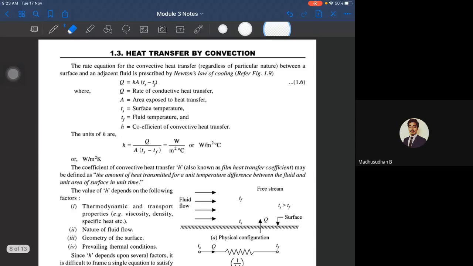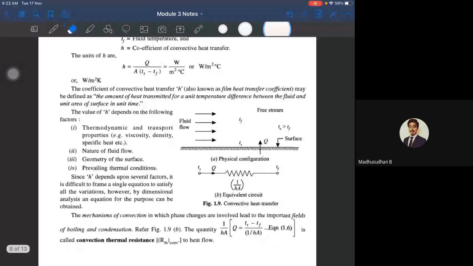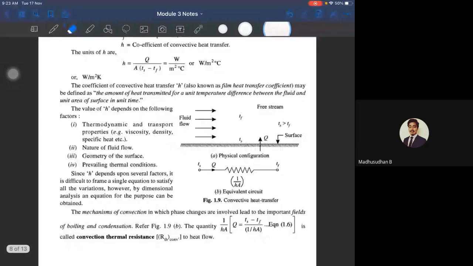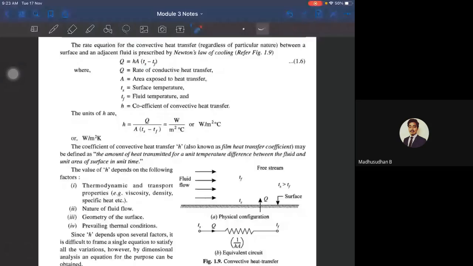If you pull out h from this expression, you can analyze on what factors the h value will depend. The h value would depend on the rate at which the heat is getting transferred, the area through which the heat is getting transferred, the surface temperature, and the fluid temperature. These are the parameters on which the coefficient of convective heat transfer depends. Apart from that, even the geometry of the surface is effective in determining the value of h.